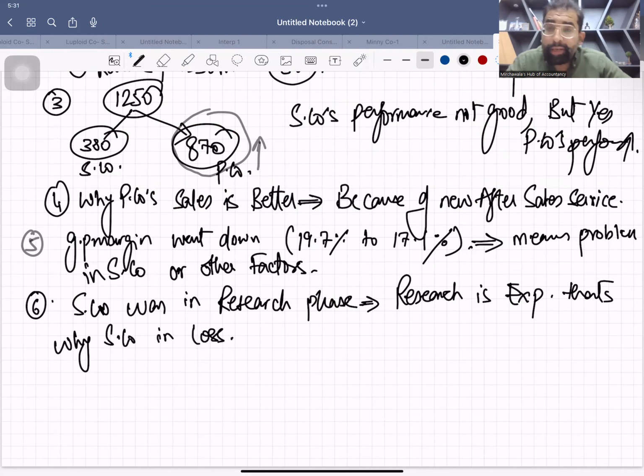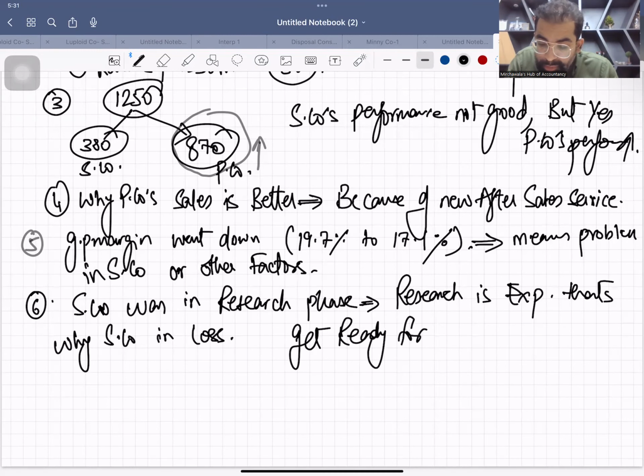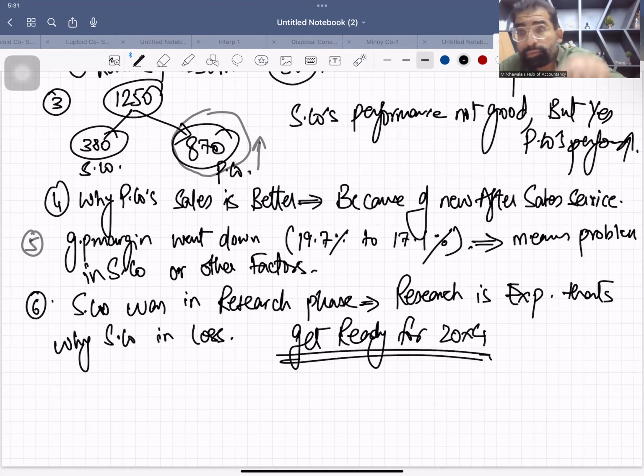And one more thing I would like to highlight. Still, they have openly said in point number 4 that for self-driving cars, they are still in research phase. So get ready for 20X4 expense. There will be more expenses in 20X4 for that product as well. The product name is, I think, self-driving cars. So you can expect more expenses in this year. This you can also write.